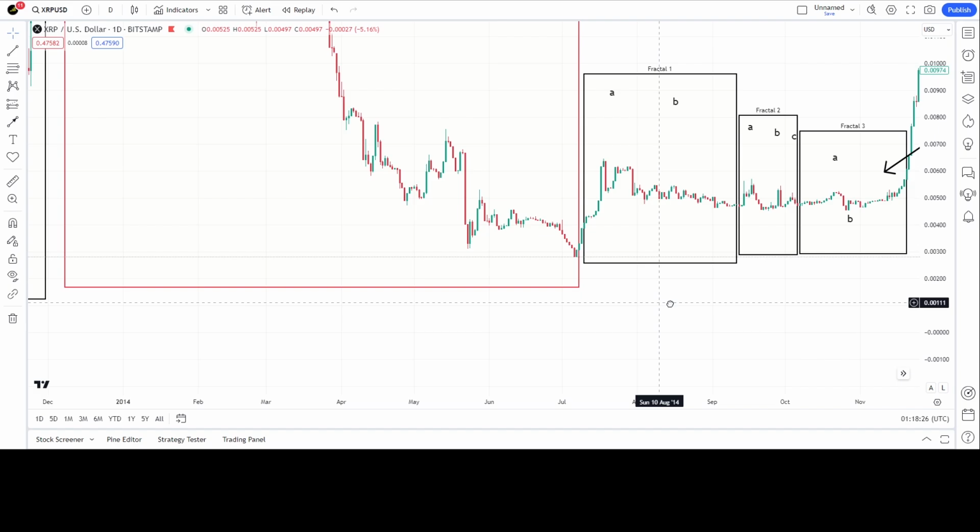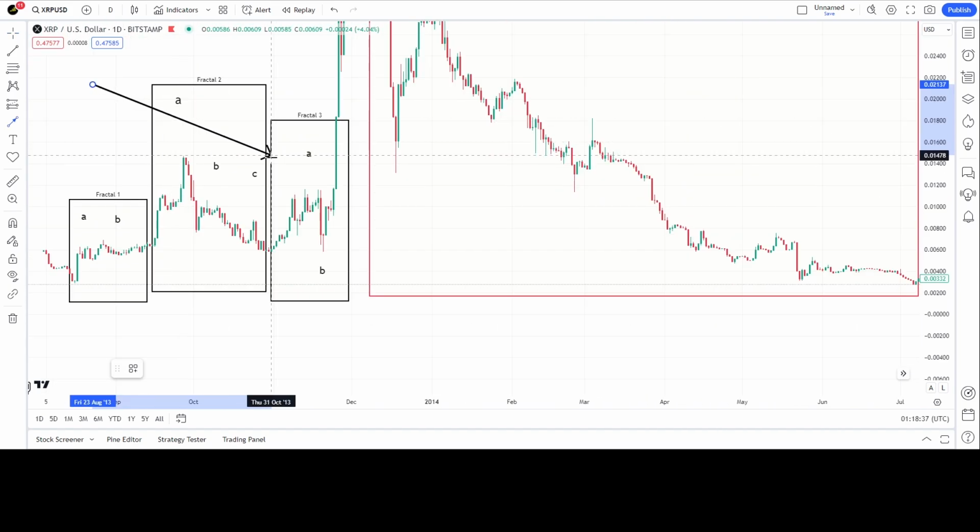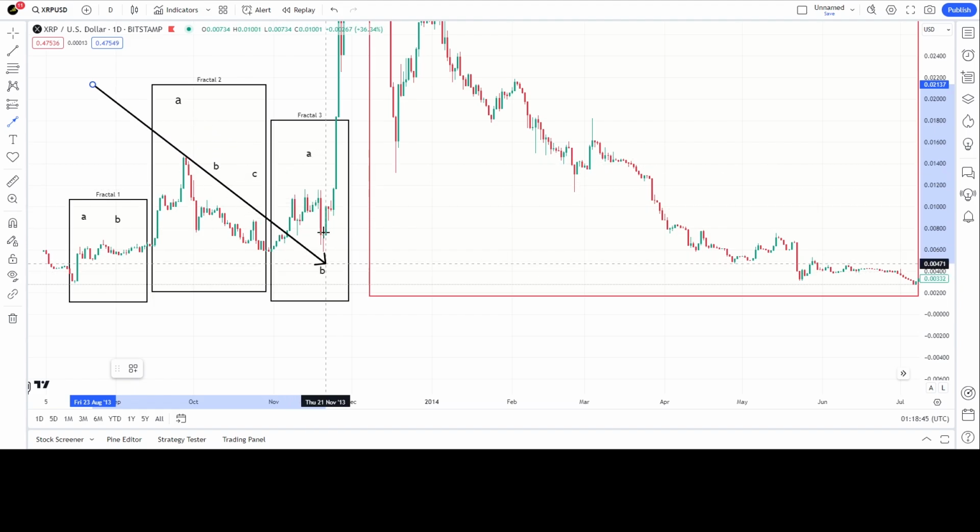And if we go to the very beginning of the chart, we have the granddaddy of all fractal threes, the very first one. Price moves up to a peak, which is part A. It then crashes, which is part B. It then does a recovery, a small correction, and it goes into the bull run. This one went fairly low.